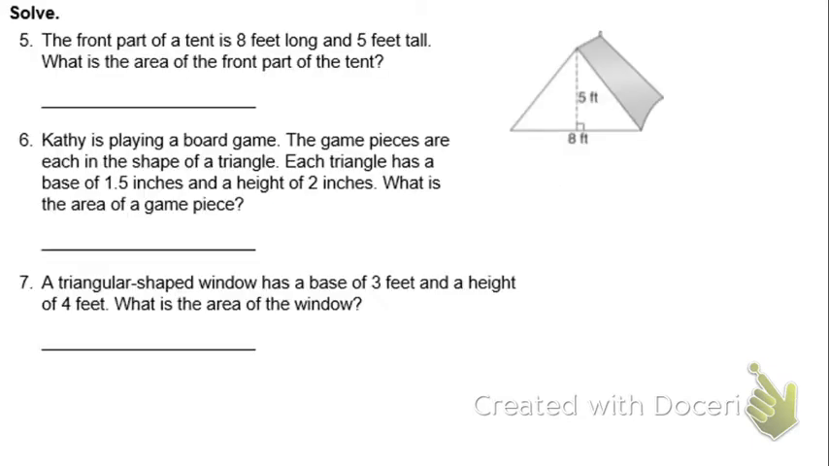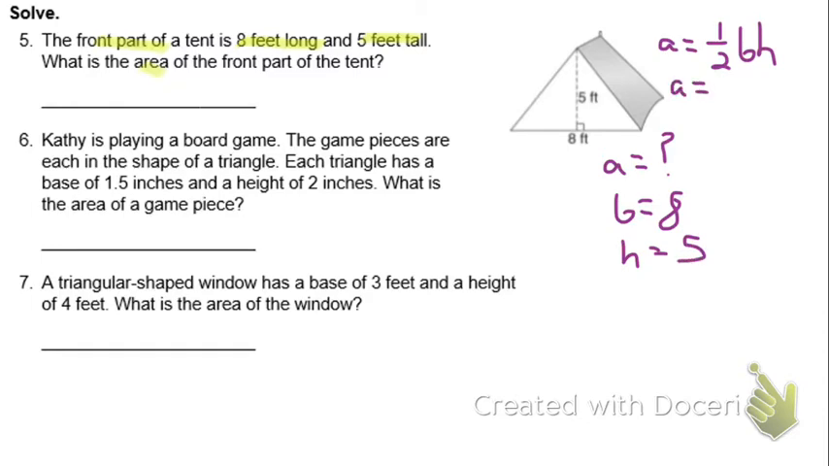All right, on 5, they're telling us that the front part of a tent, just the front part of a tent, is 8 feet long and 5 feet tall. What is the area of the front part of the tent? If you all look at it right there, ladies and gentlemen, we see it's in the shape of a triangle. So once again, utilizing the formula, area equals 1/2 base times height. Area is equal to, base is equal to, height is equal to. We don't know the area. However, we do know the base, which is 8, and the height, which is 5. We substitute those values into the formula. So area is equal to 1/2 of 8 times 5. Half of 8 is 4, times 5 is 20. So 20 feet squared.